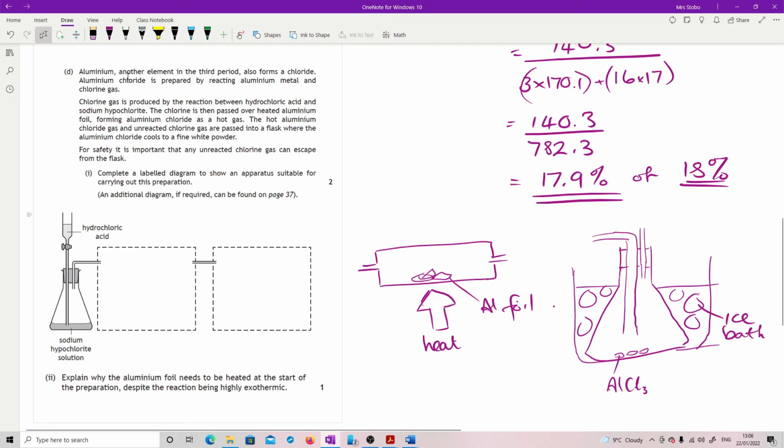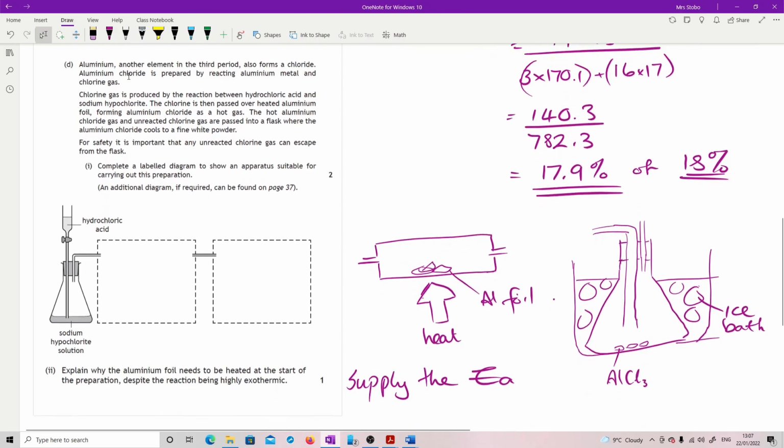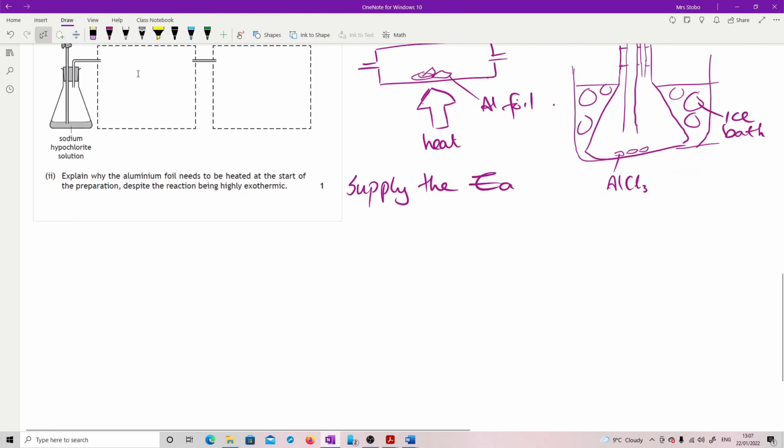Explain why the aluminium foil needs to be heated at the start of the preparation despite the reaction being highly exothermic. Basically, once the reaction's going, it starts releasing quite a lot of heat, but to start with it doesn't. So what you have to do is originally supply the activation energy. That's all we're saying. So it's the initial activation energy. Once it's exothermic and generating heat, then that will also provide activation energy for continuing the reaction. And that's it.